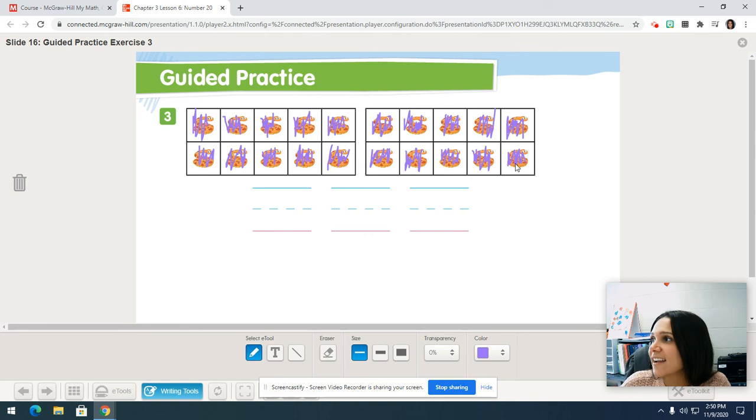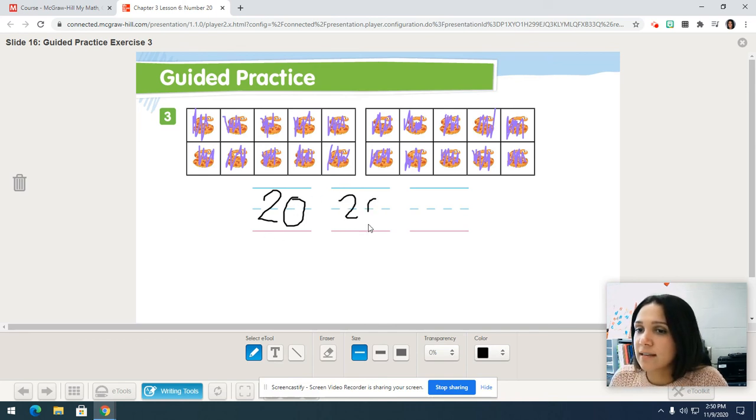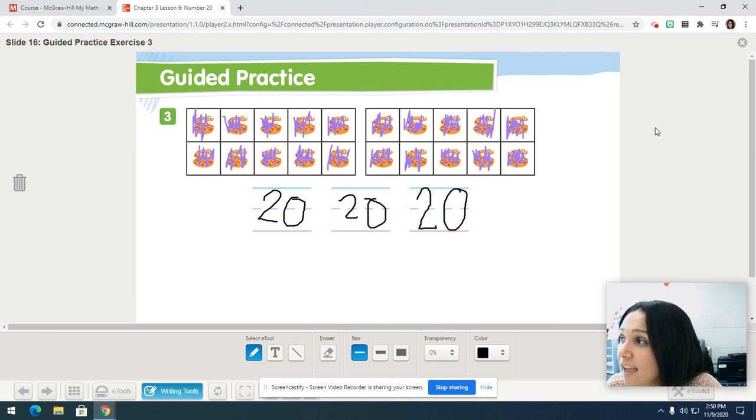1, 2, 3, 4, 5, 6, 7, 8, 9, 10, 11, 12, 13, 14, 15, 16, 17, 18, 19, 20. Write the number 20. A 2 and a 0, and that makes 20. Write them a little bit better than I'm doing. A 2 and a 0, and that makes 20.